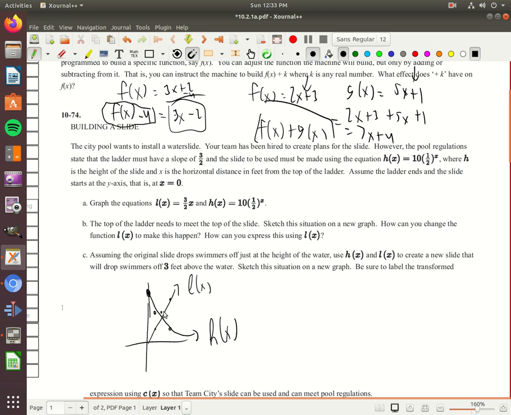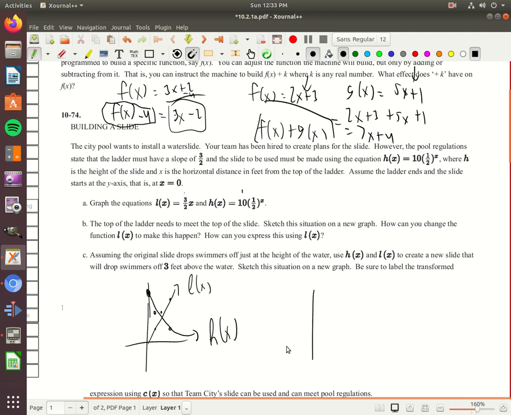And I hope it's obvious to everybody that the ladder doesn't hit the slide, right? The ladder goes halfway into the slide, and that's kind of the point that we're making here. So we have these two equations. This is the ladder, and this is the slide, but you'll notice they don't really meet. So question B says the top of the ladder needs to meet the top of the slide. So sketch a simulation on a new graph. How can you change the function L of x?